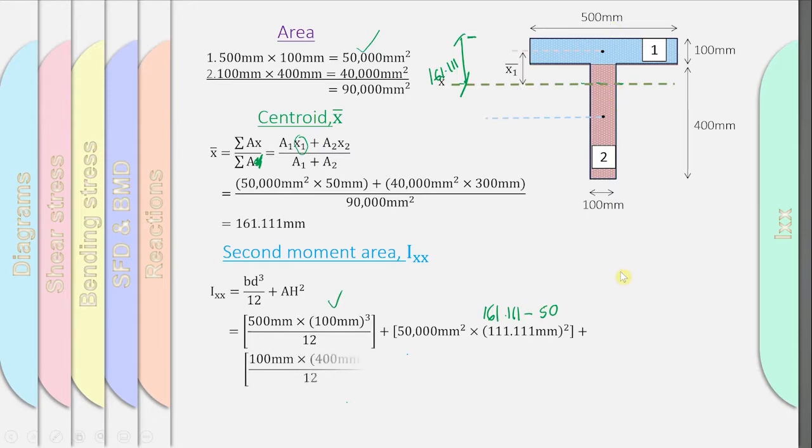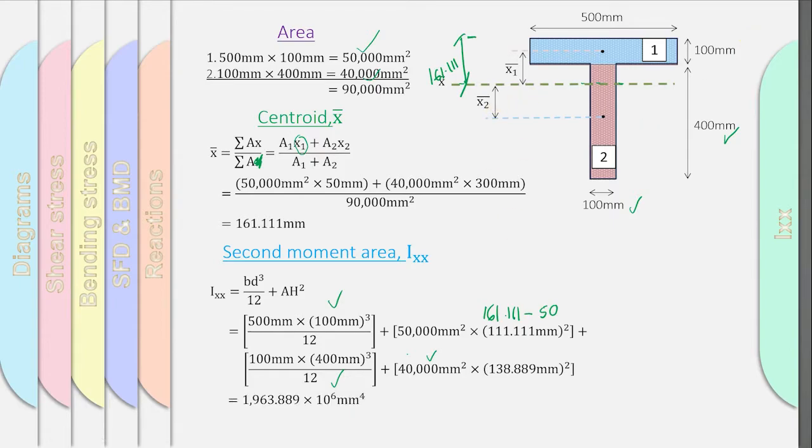Right, so for the second area B D cube ni tak ada masalah, 100 darab 400 cube bagi 12. Masukkan sebab A H square and then A dia adalah 40,000 according to this one and then darab dengan H square dia. For H square, okay, you tengok sini 138.889. So how do I get this? Okay, you look at this figure again. You akan nampak jarak dia dari mana ke mana. So semua pergi ke centroid of the whole section, which is x2 bar here.